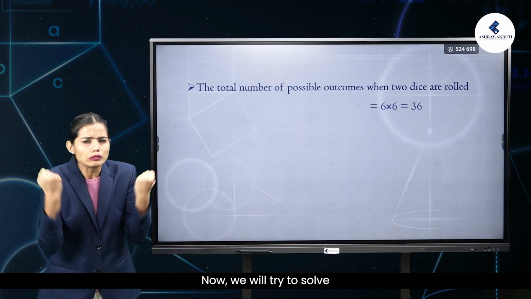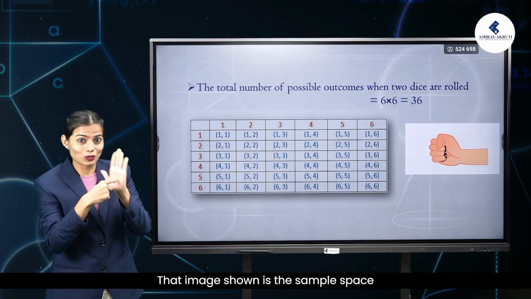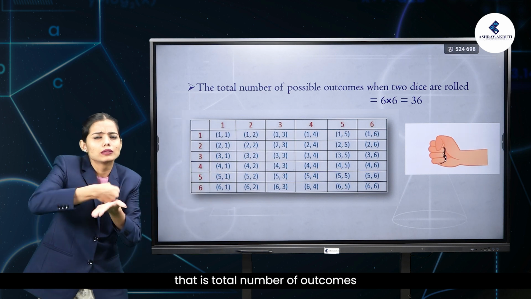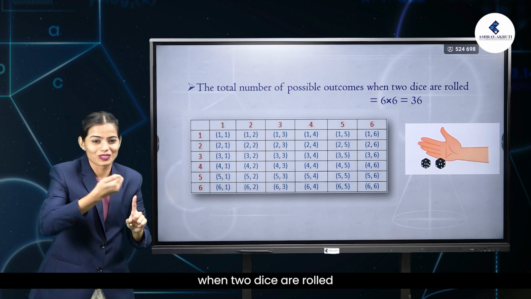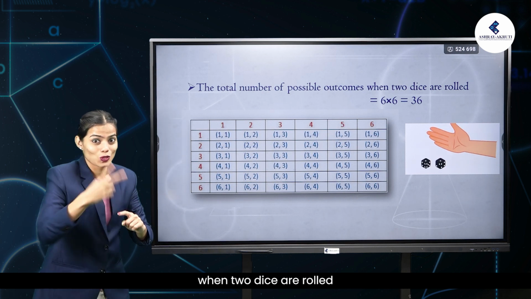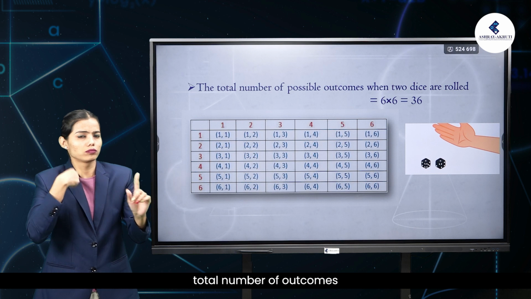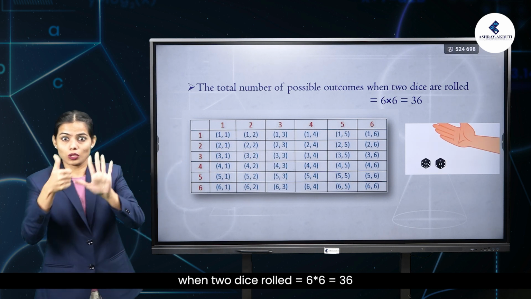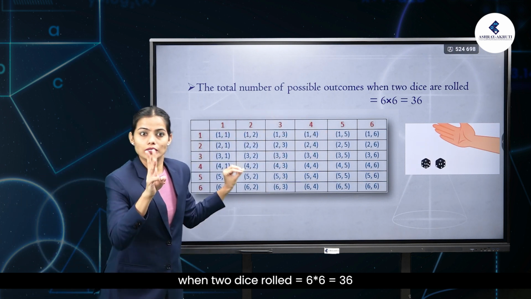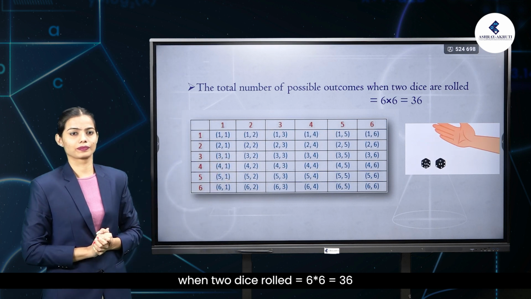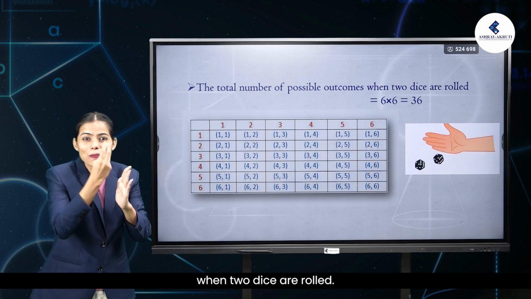Now, we will try to solve some more examples related to dice. The image shown is the sample space, that is, total number of outcomes when 2 dice are rolled. Total number of outcomes when 2 dice are rolled is equal to 6 into 6 is equal to 36. The figure shows the total number of possible outcomes when 2 dice are rolled.